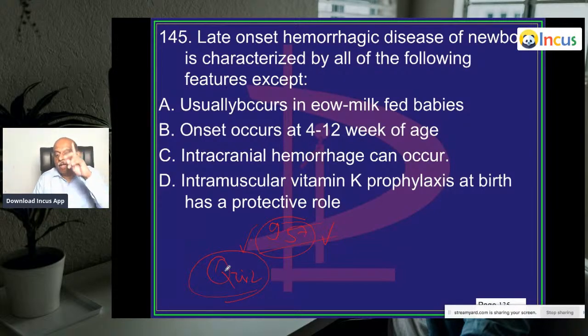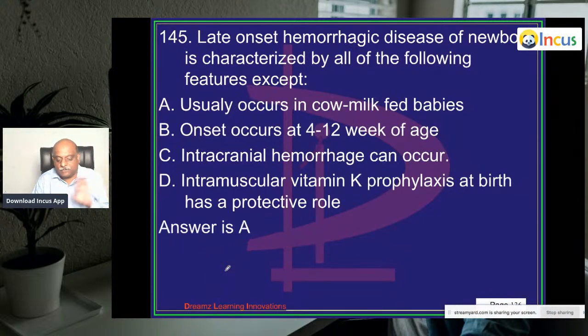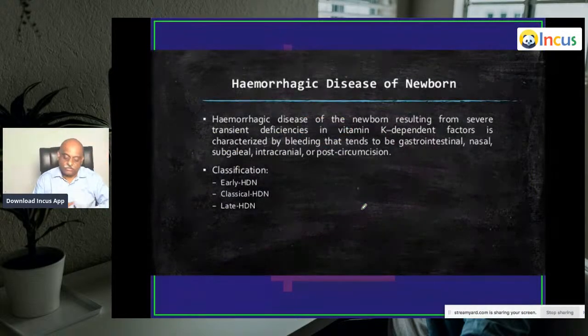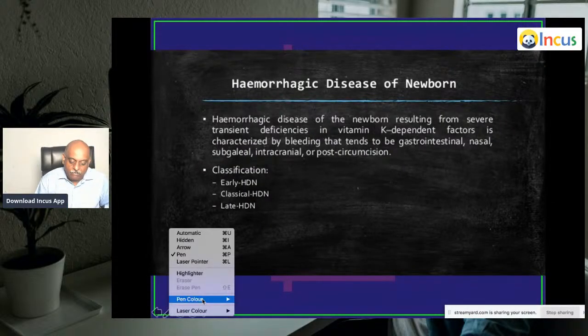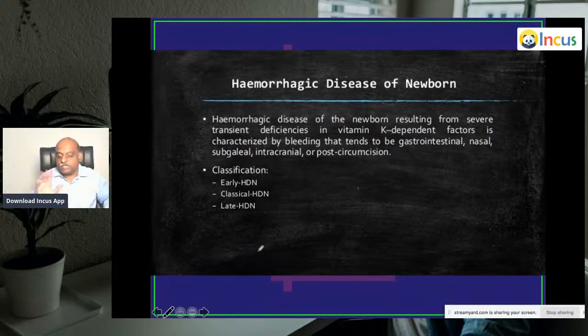So doctor, hemorrhagic disease of the newborn, early onset, late onset, all types you should know. The onset occurs 4 to 12 weeks of age to call it late onset. It can lead to intracranial hemorrhage. Intramuscular vitamin K prophylaxis at the birth is having a role. Bhaiya, abhi main 10 points bataunga aapko about the hemorrhagic disease of the newborn. Chalo. You need to remember, these are all the 10 points that you need to know.